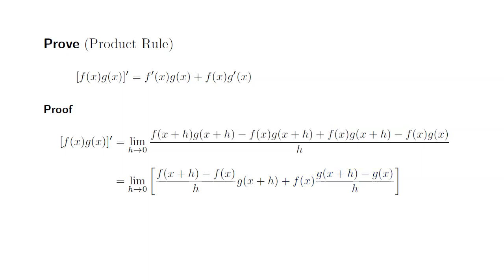Right? Then you can see that the limit of the first quotient here is the definition of f prime of x. The limit of the second factor there, since h is going to 0, is going to go to g of x. And then f of x has nothing to do with h, so it's going to stay the same. And the limit of the last quotient is the definition of g prime of x. So we have f prime of x times g of x plus f of x times g prime of x, which is the right-hand side of the product rule.